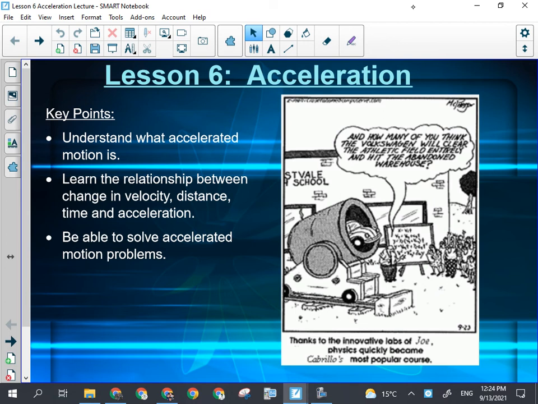We've got to look at the relationships between velocity, distance or displacement, time, and acceleration. Acceleration is a vector quantity, so direction is important when we're dealing with that. And then obviously be able to solve accelerated motion problems. So that'll be a bunch of the new formulas that we're going to learn.